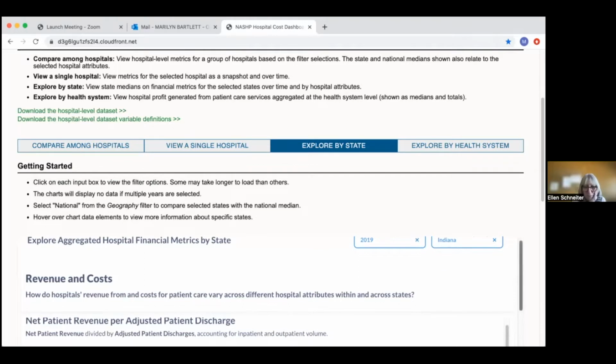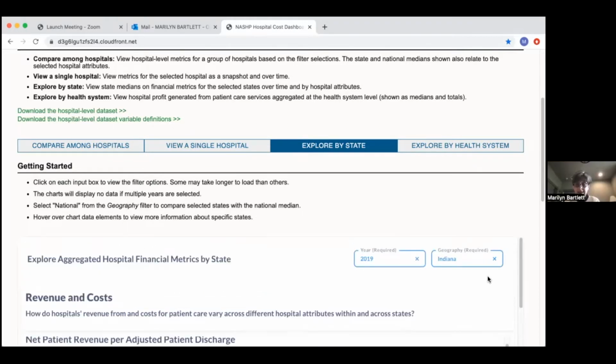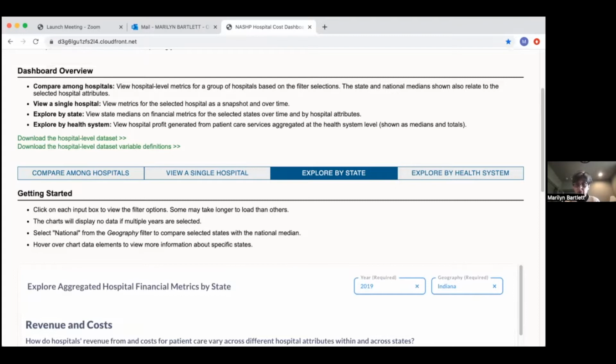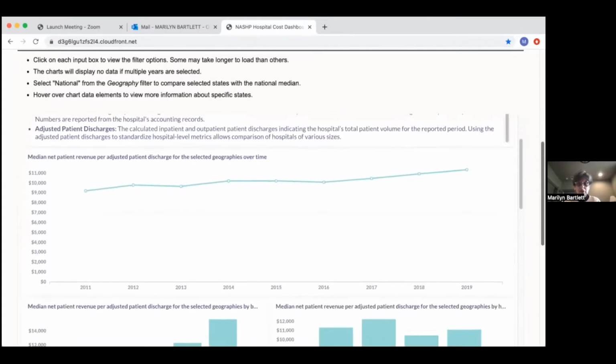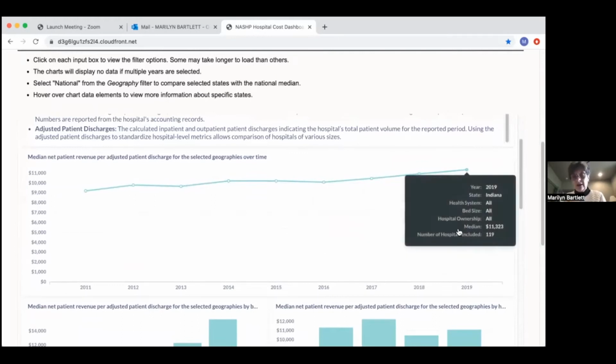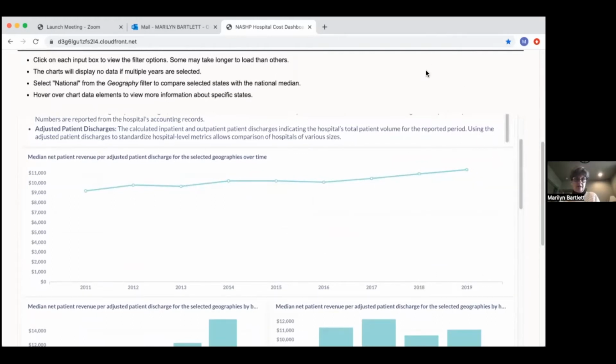Let's move down. The first thing that we show, so I'm looking at Indiana because we've been doing some work there with that group. So we're a little familiar with the tool in Indiana. But if you look at Indiana, the first item that we come up with is the median net patient revenue per adjusted patient discharge for Indiana. An adjusted patient discharge is the calculated amount that we use that is a standard metric to be able to come up with the amount of inpatient and outpatient care.